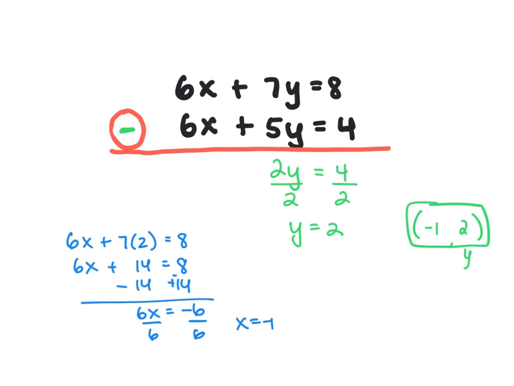And so what this means is that if you were to graph these two lines, and you could even prove it by going to Desmos right now, you would see that they would intersect at the point (negative 1, 2).